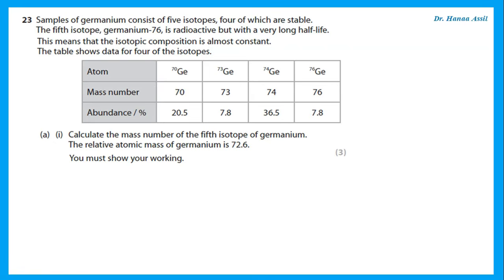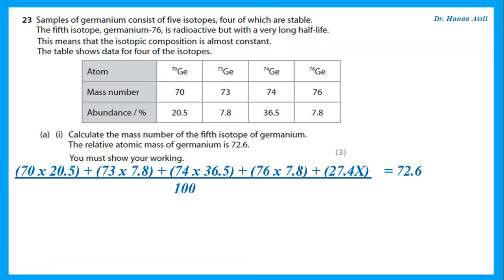So we know that if we multiply mass number of each one times the abundance plus mass number times the abundance and so on, the total of all the 5 isotopes should be 72.6. Well, we don't know the 5th, but we can get the percentage. If these are the percentages of the 4 isotopes, then the rest of 100 will be the percentage of the 5th. So the rest of the 100 is 27.4.